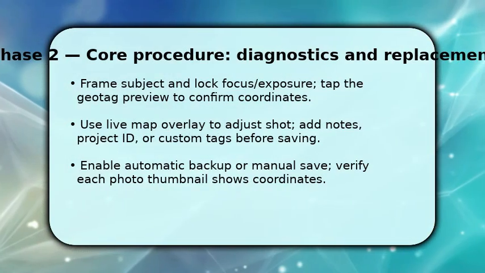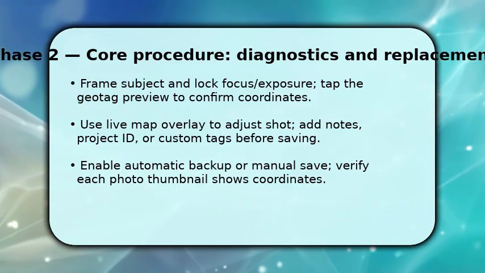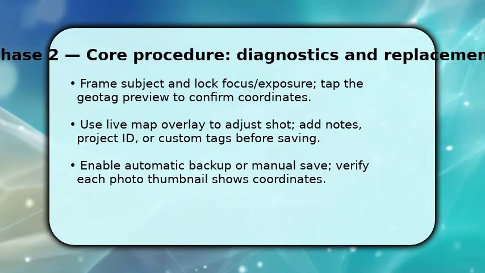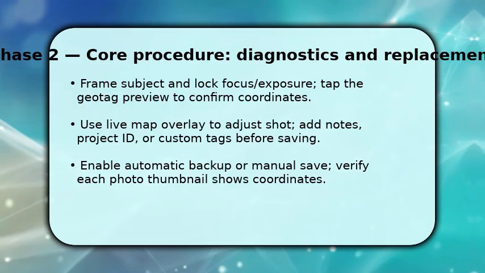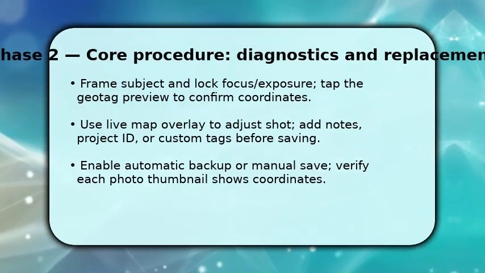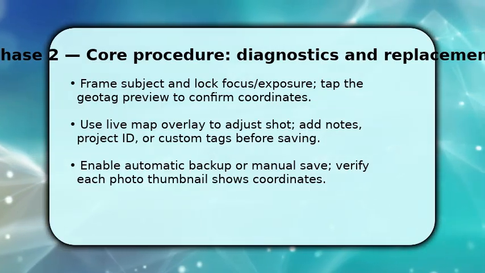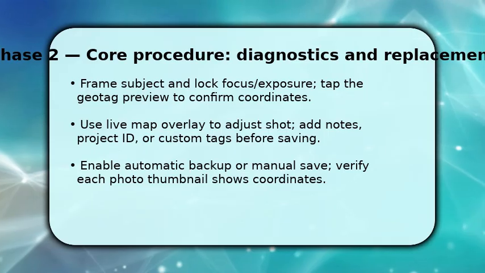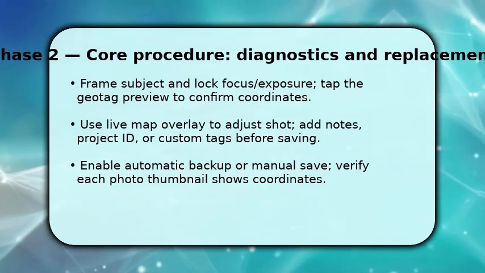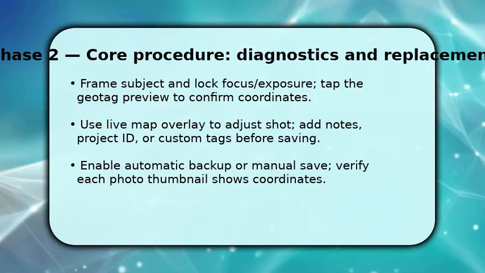You frame the subject, lock focus and exposure, and then tap the geotag preview to confirm coordinates. This prevents mismatched locations. After that, use the live map overlay to nudge position context and add notes, project ID, or custom tags so each image is searchable later.